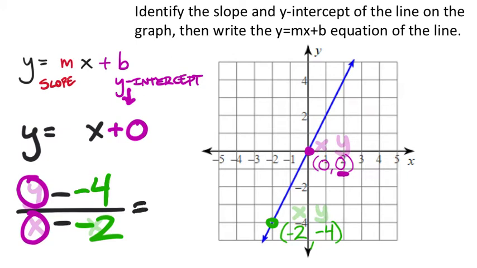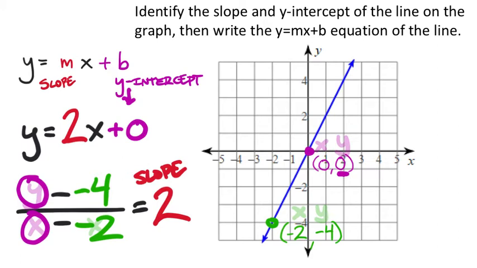Okay, so I'm just going to go to my calculator, and I type the n over d button, 0 minus -4. Remember, the minus and negative buttons are different. Then I go to my denominator, 0 minus -2. And when I push enter, it tells me the slope here is 2. Okay, so that's my slope. And I can put that into my equation, right? Now that's using the slope formula to find the slope.